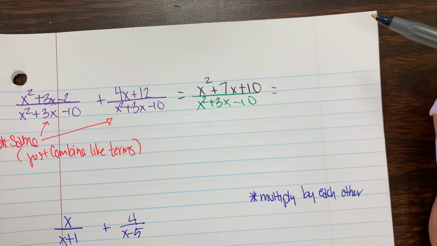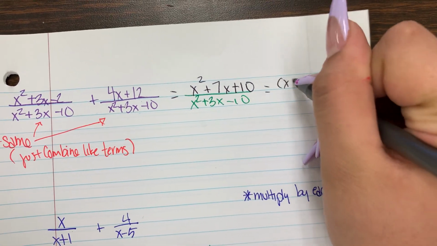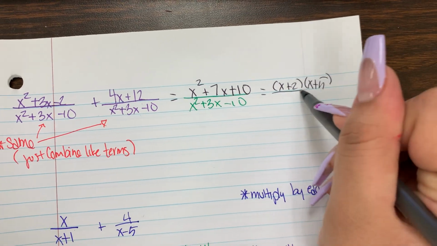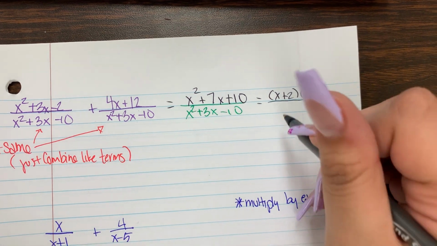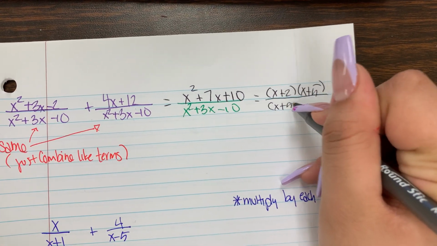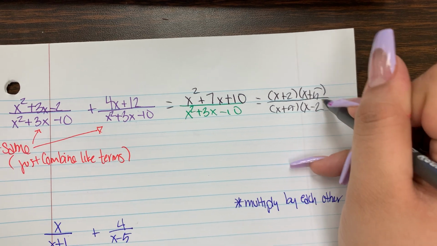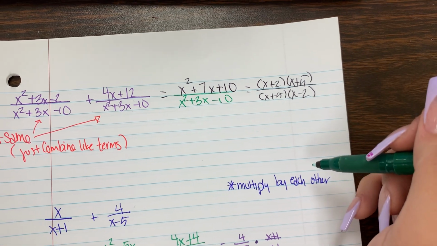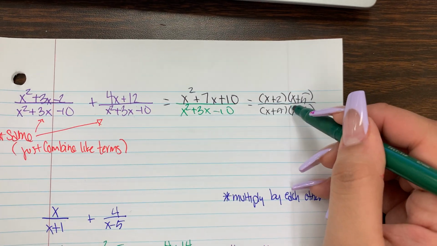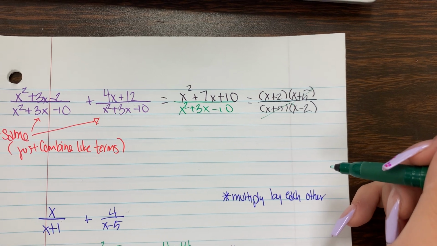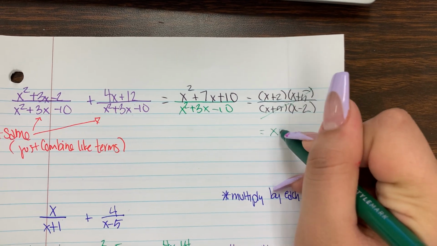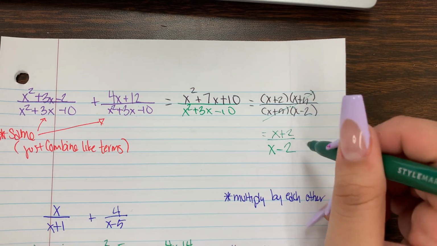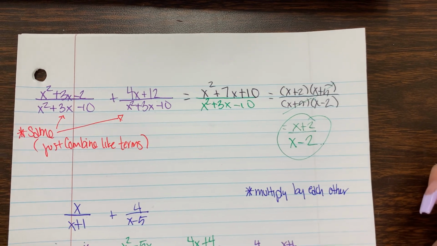So x squared plus 7x plus 10, my factors are x plus 2 and x plus 5. And then for the denominator, my factors are x plus 5 and x minus 2. So we cross out what would be the same on the top and on the bottom. We have x plus 5 and x plus 5. Whatever is left, we have x plus 2 over x minus 2. And this here is my real answer.